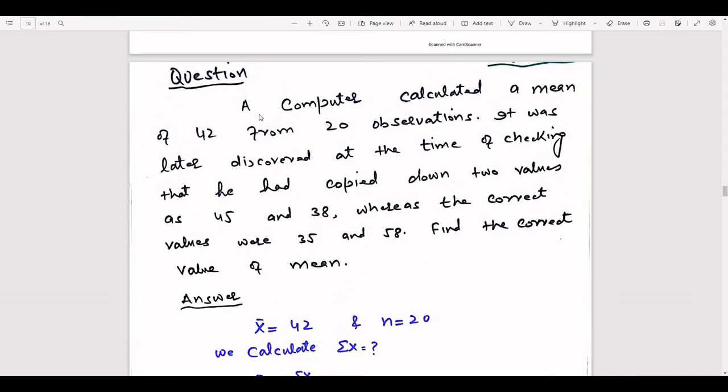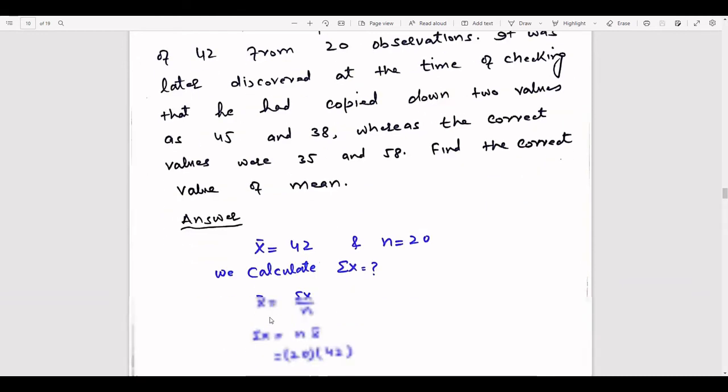A computer calculated a mean of 42 from 20 observations. It was later discovered at the time of checking that it had copied down two values as 45 and 38, whereas the correct values were 35 and 58. Find the correct value of the mean. Here in the question, the mean and number of observations are given, and we mistakenly assigned two values, but the correct values are the other ones. To solve this question, our first task is to calculate sum of x, meaning the summation of data. Then we subtract the wrong values and add the correct values.